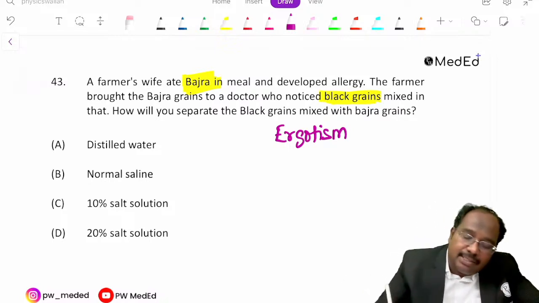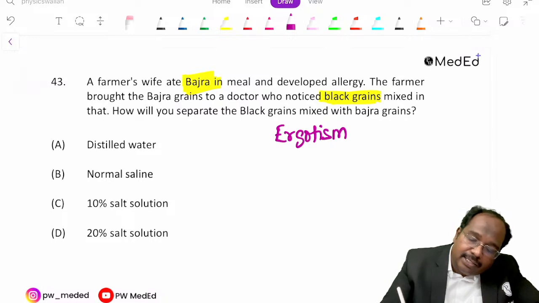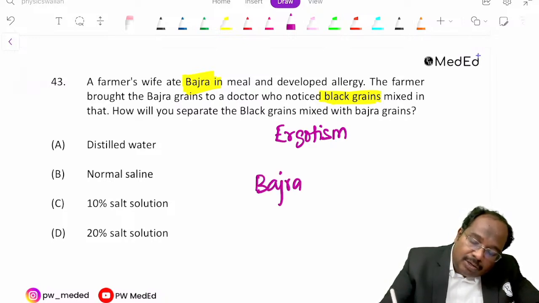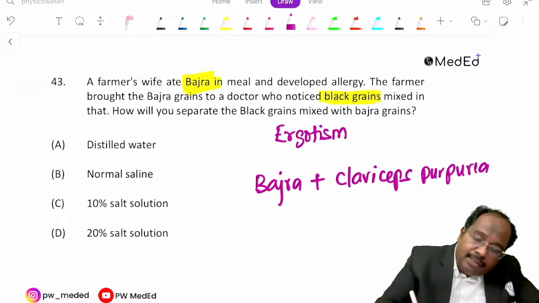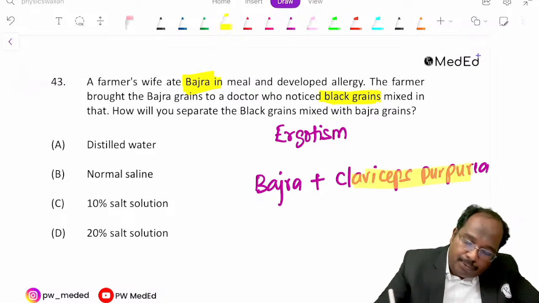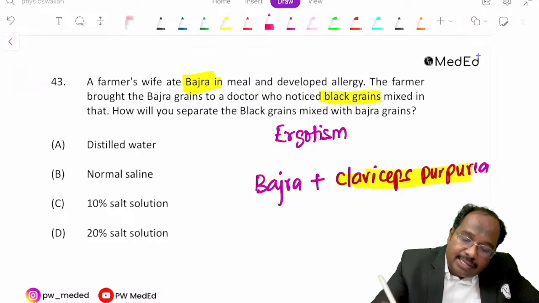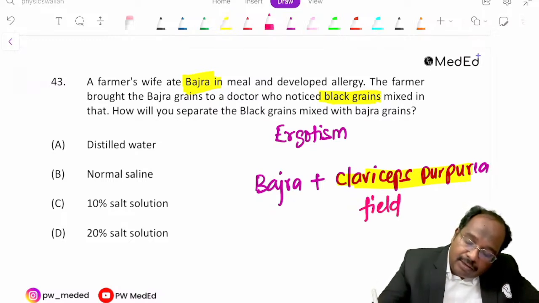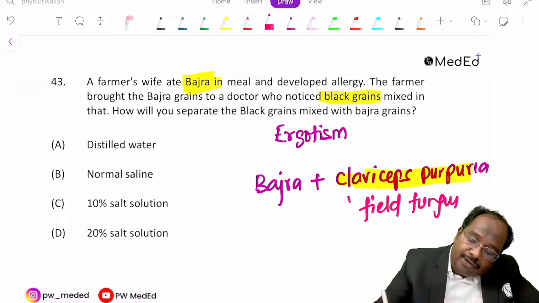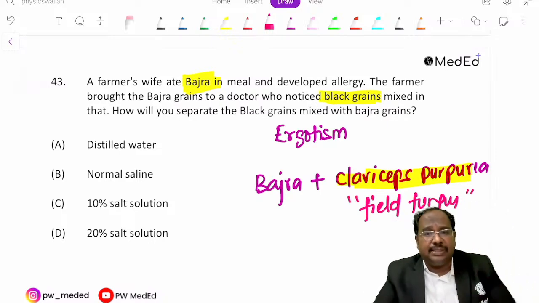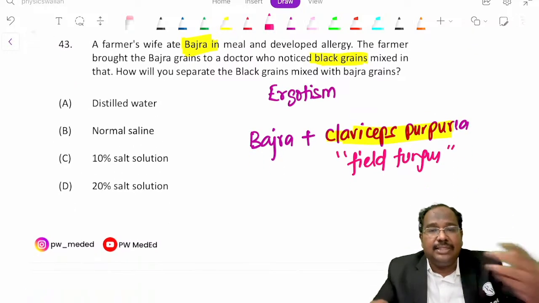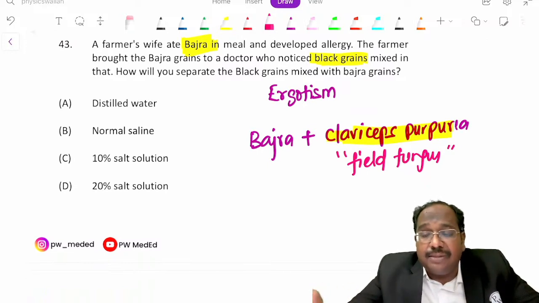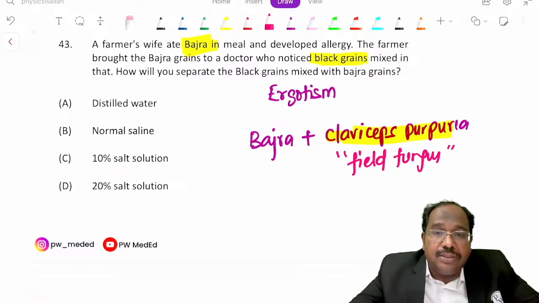Ergotism happens because of bajra plants infested by a fungus called Claviceps purpurea. This is an example of a field fungus, in the field itself it will infest the crop. Previously we saw aflatoxicosis, that is a storage fungus. This is a field fungus.